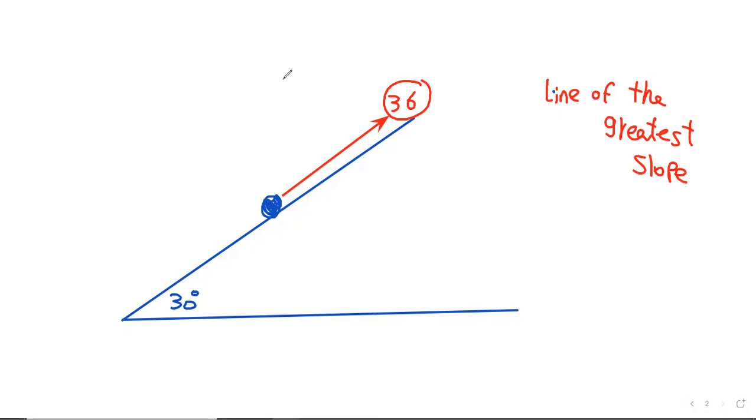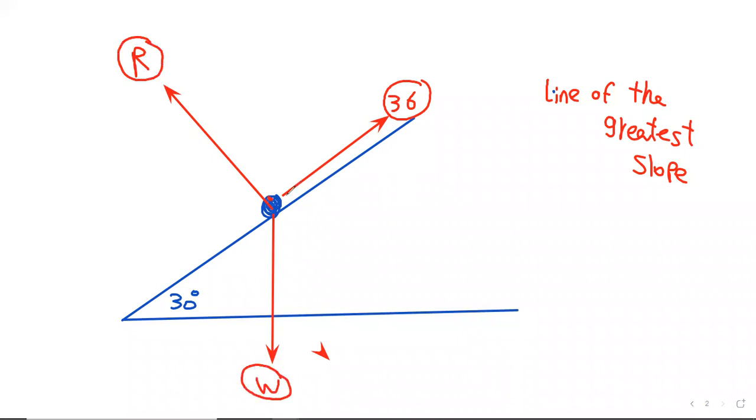What are the forces that affect this body? We have this force here, and we have the weight, which works downwards here. And we have the reaction of the plane. So how many forces? 3 forces. Here we have R, the reaction, and here we have the weight. I want to get the weight and the reaction of the plane. How can we get them?